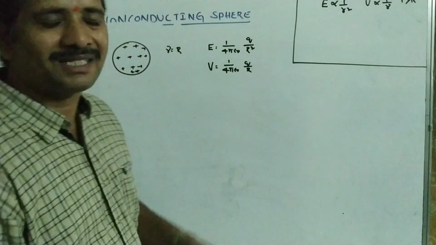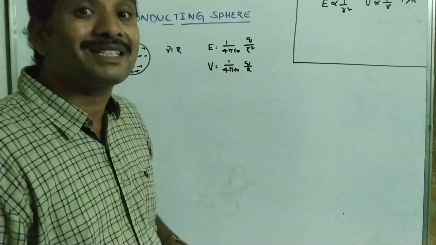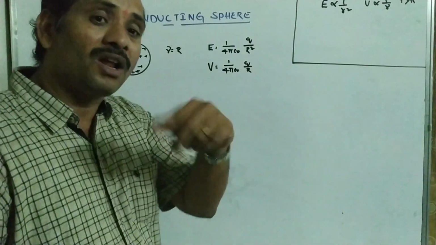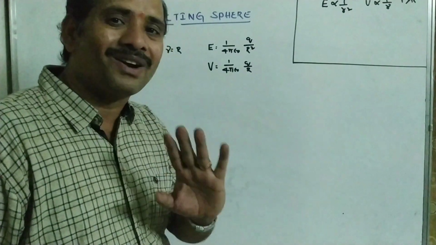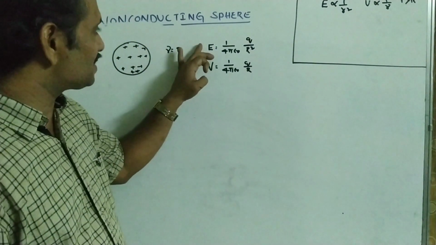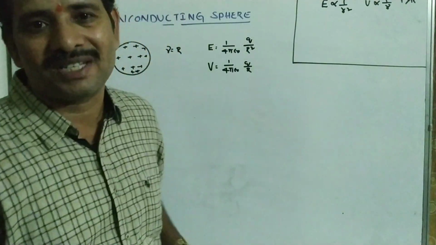But take care, please. E is inversely proportional to capital R square is wrong, because you are concerned with the same sphere. Small r is variable, but capital R is not variable. Capital R is the sphere radius. And one more thing: this field is maximum, but potential is not a maximum at the surface.